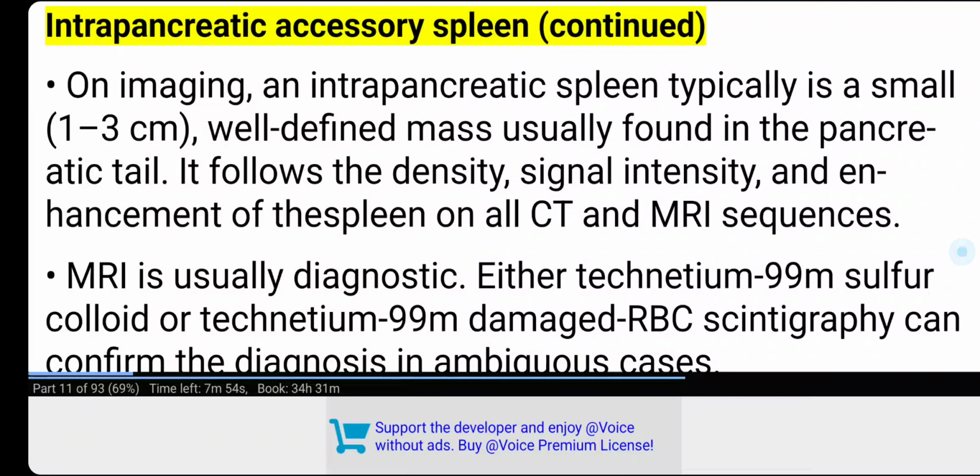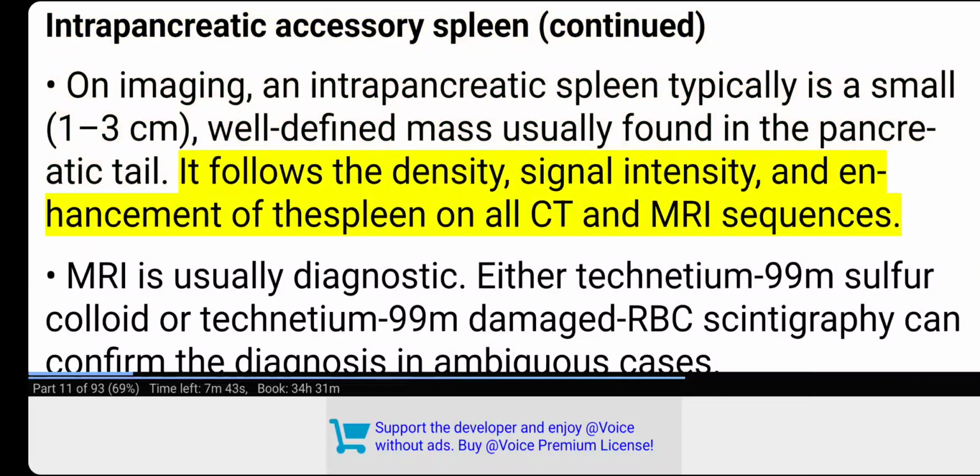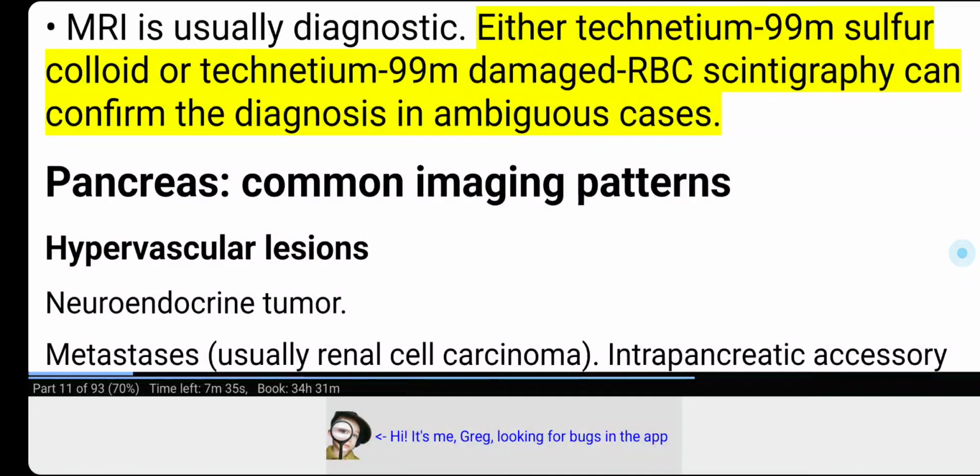Intrapancreatic accessory spleen continued. On imaging, an intrapancreatic spleen typically is a small 1 to 3 cm, well-defined mass usually found in the pancreatic tail. It follows the density, signal intensity, and enhancement of the spleen on all CT and MRI sequences. MRI is usually diagnostic. Either technetium-99m sulfur colloid or technetium-99m damaged RBC scintigraphy can confirm the diagnosis in ambiguous cases.